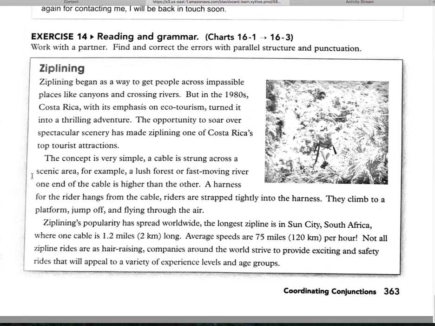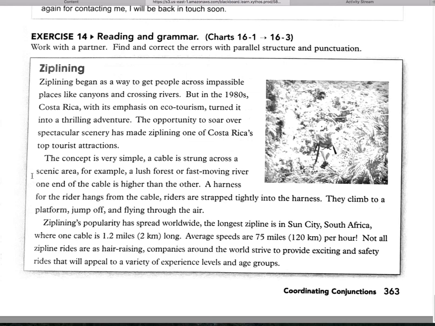Again, let me repeat paragraph 2. The concept is very simple, period. Capital A. A cable is strung across a scenic area, comma, for example, comma, a lush forest or a fast-moving river, period. Capital O. One end of the cable is higher than the other, period. A harness for the rider hangs from the cable, period. Capital R. Riders are strapped tightly into the harness, period. They climb to a platform, comma, jump off, comma, and fly through the air.